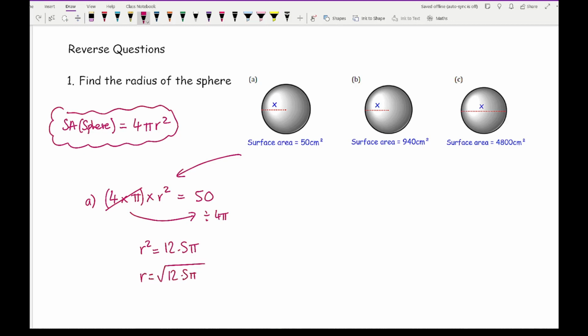Now again, if your calculators work with decimals, that's absolutely fine. So I've got the square root of 12.5 over pi, and it gives me an answer of 6 point, and it's not telling me what I need to round it to, but 6.26 and so on, and I can round that number up to 6.3 centimeters, and that's to 1 decimal place.